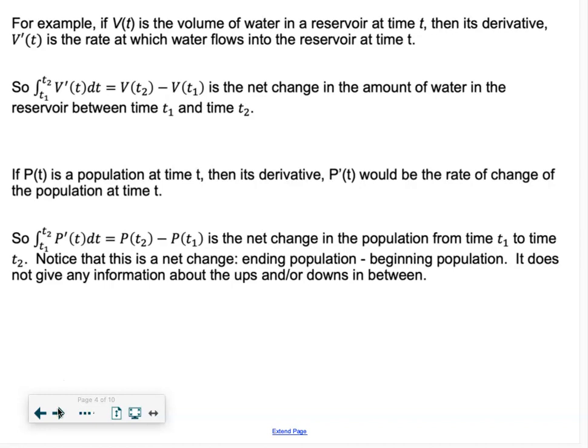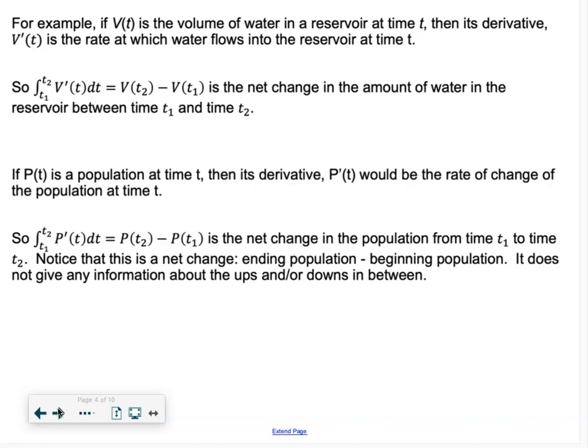So what is the definite integral? All that being said, what does the definite integral give you? It gives you the net change in the population from time 1 to time 2. Right? So once you find this number, if it's positive, it means your population overall went up. If it's negative, it means overall your population went down.